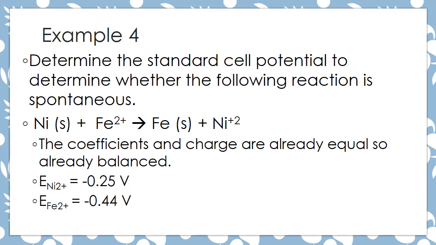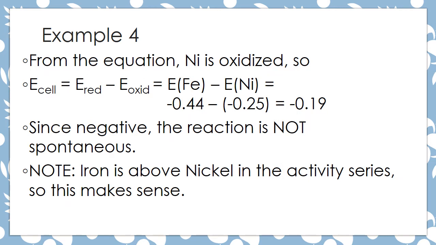So if I did this, and I don't know if it's on the next slide, but I'm just going to say it now, I would need to take the iron value, because that's where reduction is occurring, minus the nickel value. And negative 0.44 minus negative 0.25 is going to give me a negative number, which means this reaction will not be spontaneous. From that equation, nickel is oxidized. So I take the electric potential of iron minus the electric potential of nickel, and I get a negative number. Since it is negative, the reaction is not spontaneous.